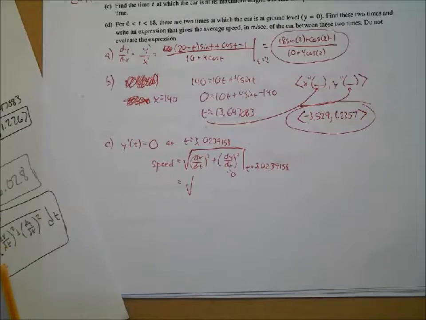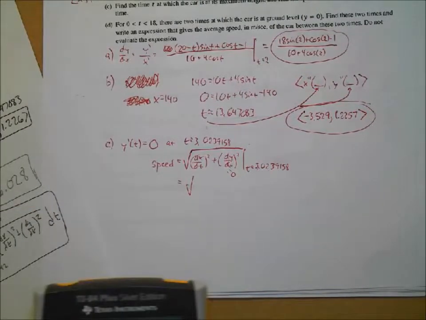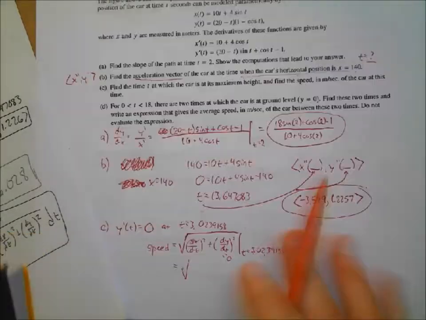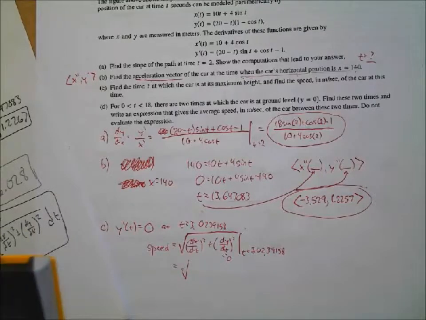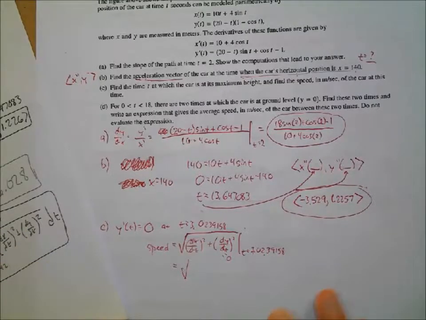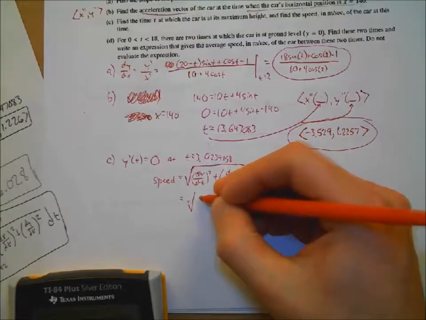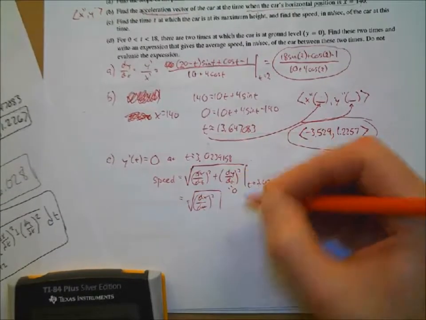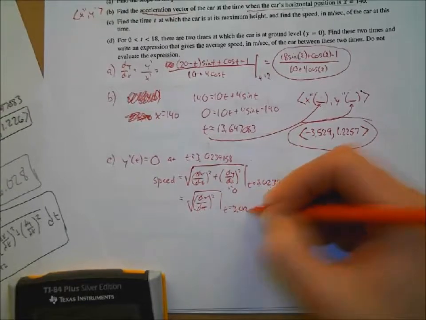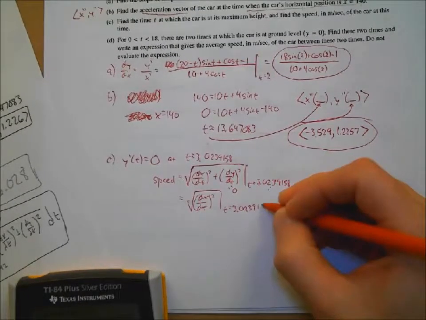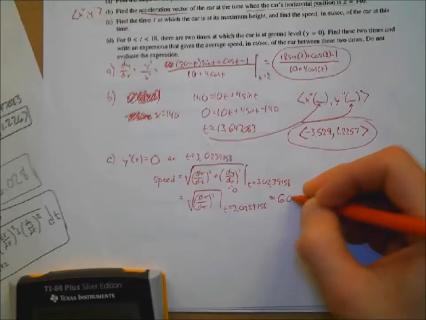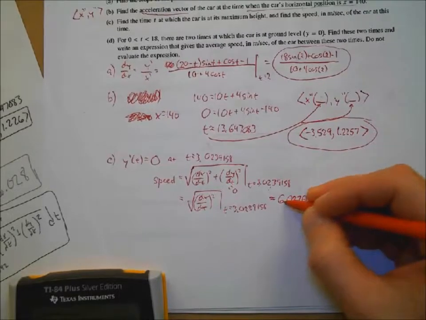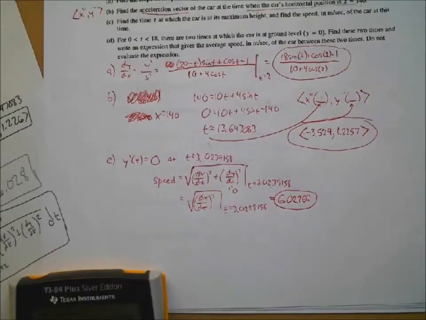So 3.0239158, and we'll then plug that into x prime. So 10 plus 4 cosine of t. If we take the square root of dx over dt squared and evaluate it at t equals 3.0239158, we get approximately 6.0276. And so there's our value there, the speed.